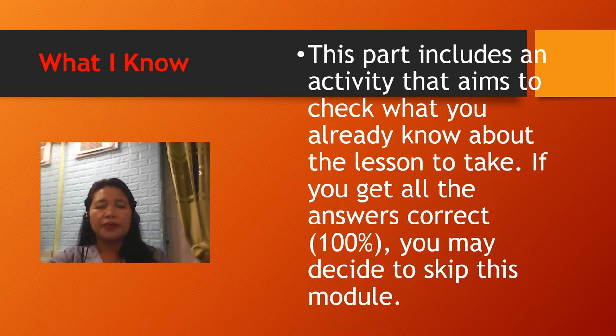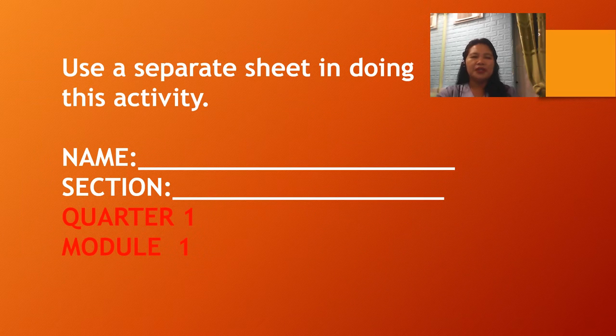What I know. This part includes an activity that aims to check what you already know about the lesson to take. If you get all the answers correct, 100%, you may decide to skip this module. So, in answering our pretest, you're going to use a separate sheet. And please don't forget to write your name, section, quarter number, and module number.